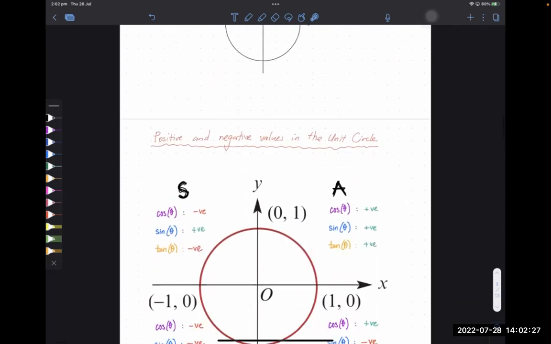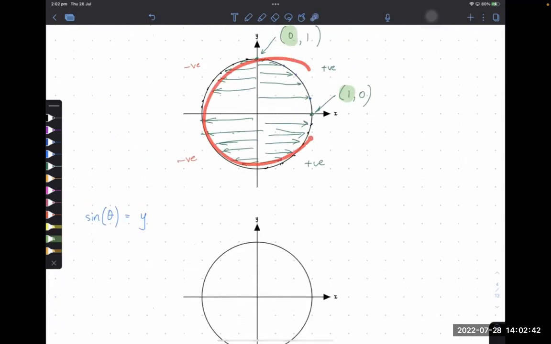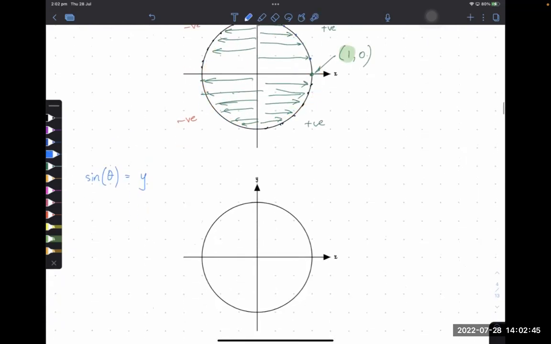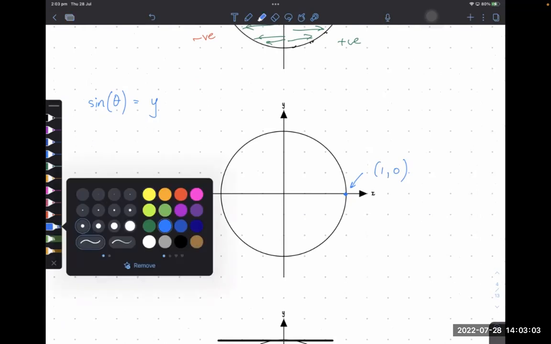Let's put the filter on now for sine. What value does sine measure? The y value, fantastic. So instead of horizontal strokes, we're going to make vertical strokes. Let's look at this position over here. This is where we start, at our 0 angle. That coordinate is 0, 1. What are we focusing on this time? 0, because that's our y value.